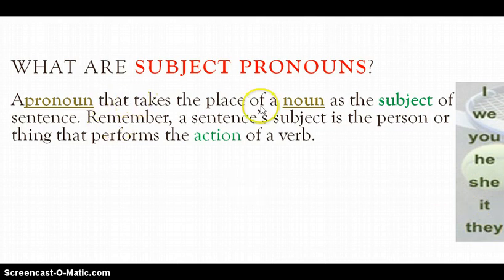So a pronoun that takes the place of a noun as the subject of a sentence is called a subject pronoun. Remember, a sentence subject is the person or the thing that performs the action of the verb. Let's consider this particular example. Aslam plays football. So what is at the subject position? Who is doing the action? Aslam.